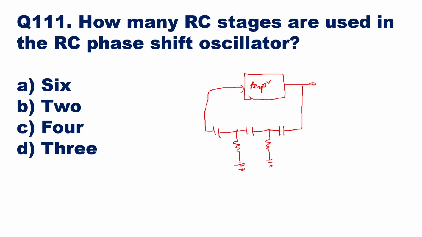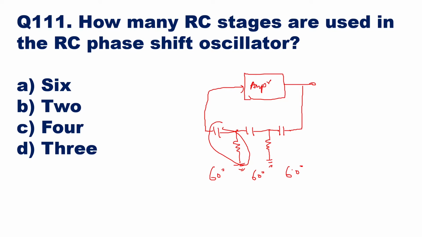Here, these RC networks will introduce a phase shift of 60 degrees each. So 60 degrees, 60 degrees, and 60 degrees. Three RC networks will be there, and three RC networks will produce 60 degrees each phase shift. So this is how you are going to have your RC stages in your RC phase shift oscillator.